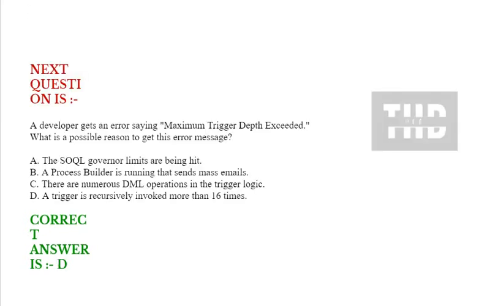Next question is a developer gets an error saying maximum trigger depth exceeded. What is a possible reason to get this error message? Option A. The SOQL governor limits are being hit. Option B. A process builder is running that sends mass emails. Option C. There are numerous DML operations in the trigger logic. Option D. A trigger is recursively invoked more than 16 times. Correct answer is option D.